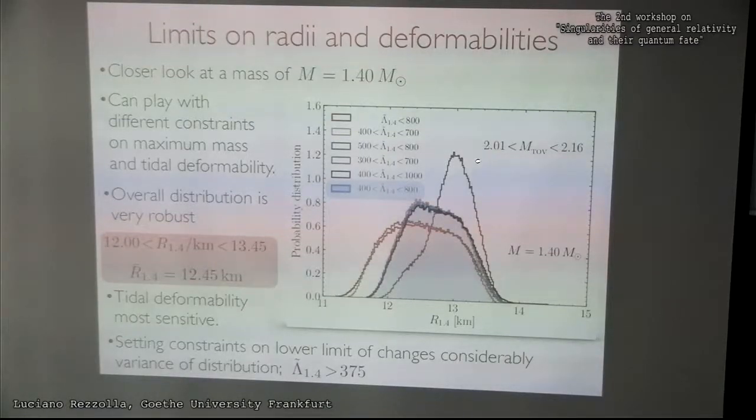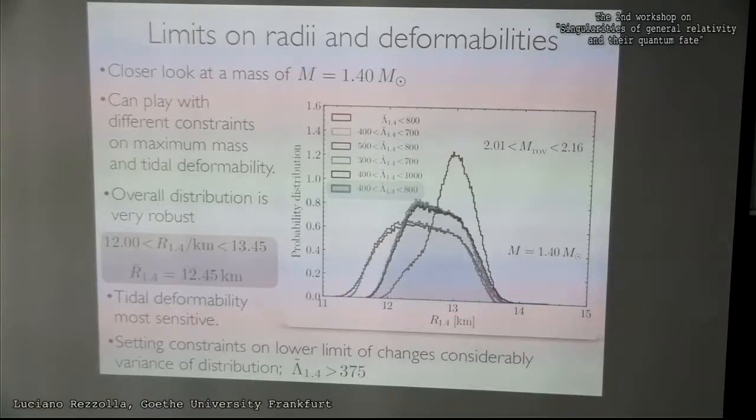However, if you had the possibility of setting tighter constraints on the lower limit of the tidal deformability, in other words, if you are able to exclude some of the softest equations of state, then you would end up going from the blue to this very peaked, nicely narrow distribution.